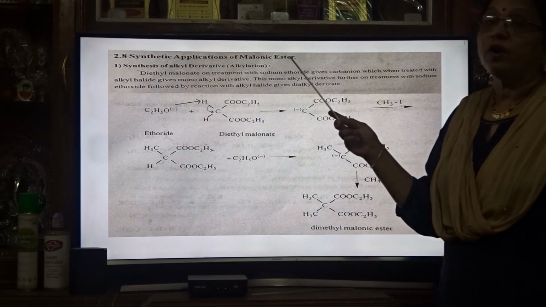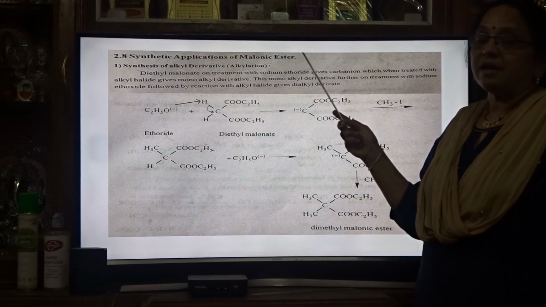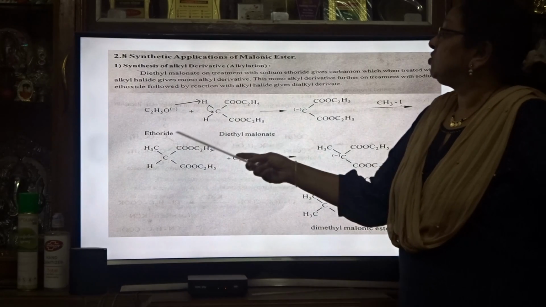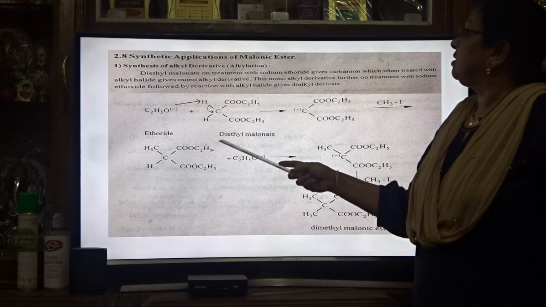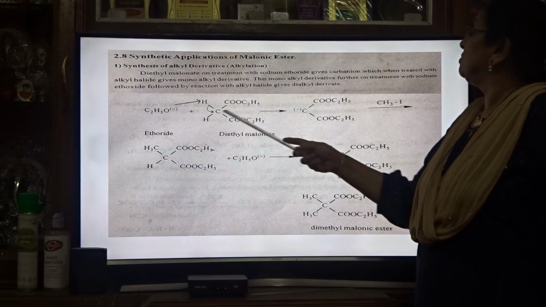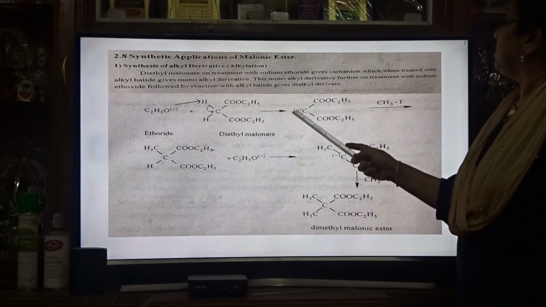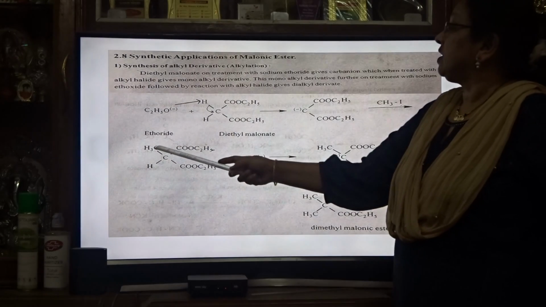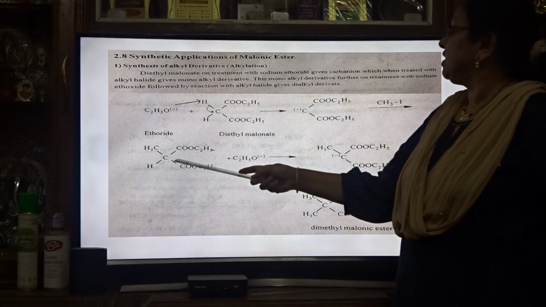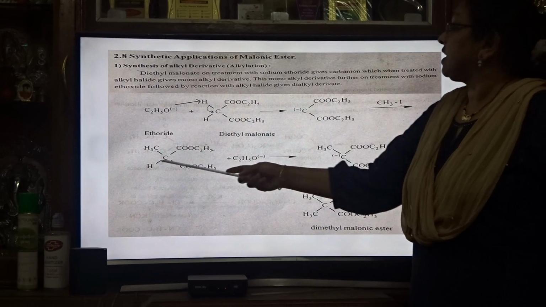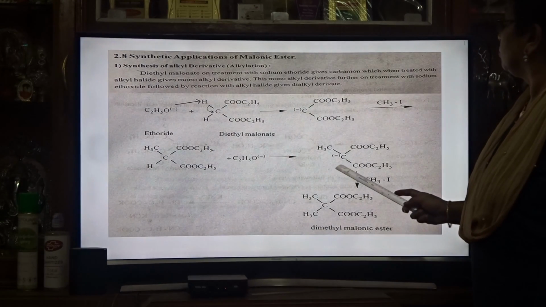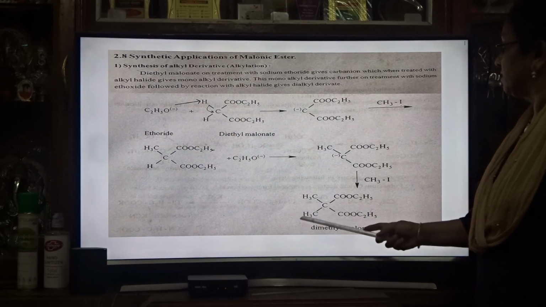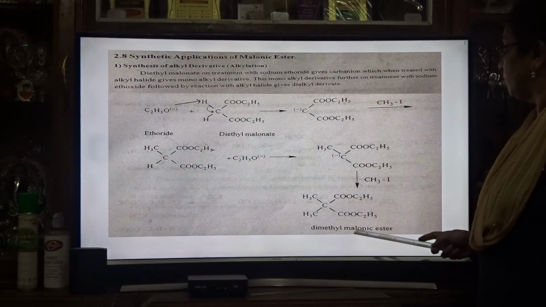Alkylation means addition of R group. Alkyl group is added, so it is known as alkylation. With ethoxide, in the diethyl malonate, one hydrogen is removed and carbanion is formed. Then in the presence of methyl iodide, one R group, CH3, is added. Next, in the second step, this hydrogen gets removed and carbanion is formed again, and with methyl iodide another group is added. So this is dimethyl malonic ester.